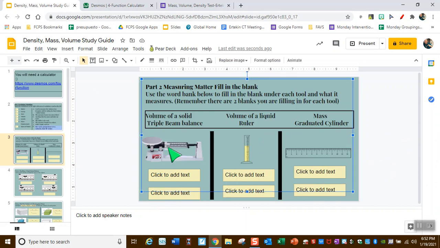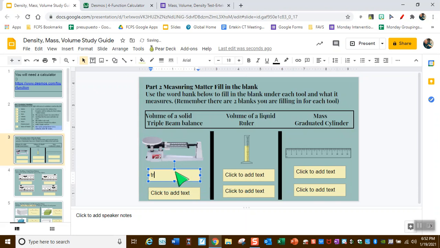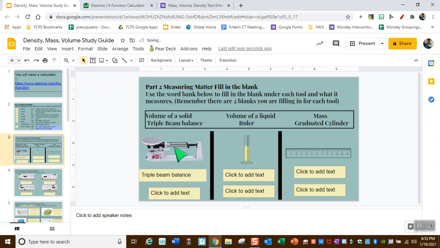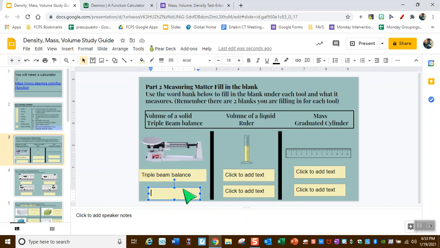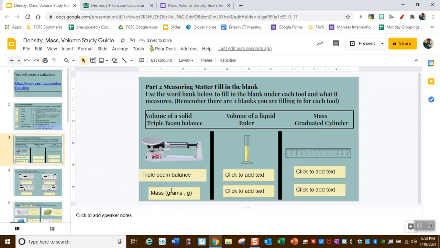Okay, let's talk about this instrument first. This is called a triple beam balance, okay? And you can make this longer so it fits. So this instrument is called a triple beam balance, so this word. And we use this to measure mass, okay? And remember, mass is in grams, or the letter small g. So you can add this too because you're also going to see this on your test.